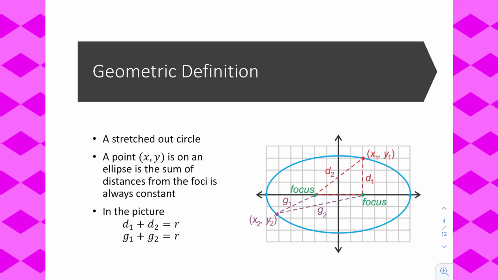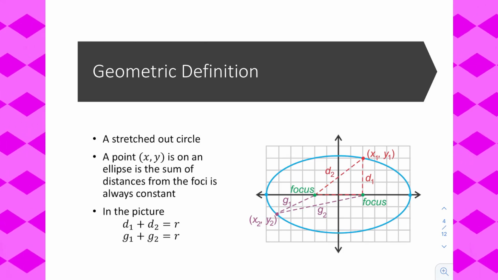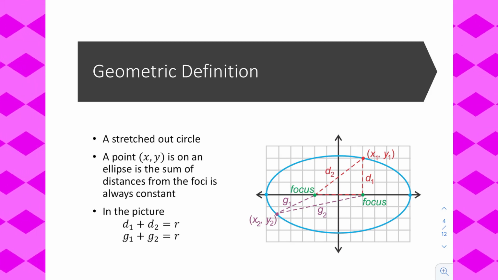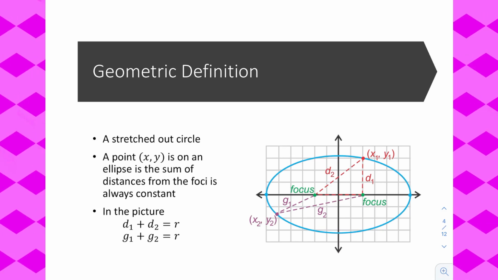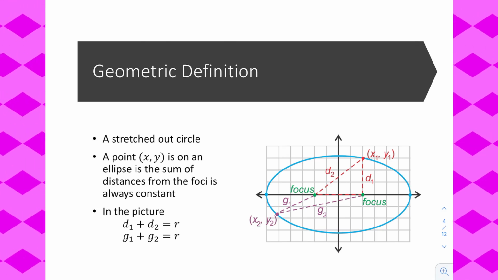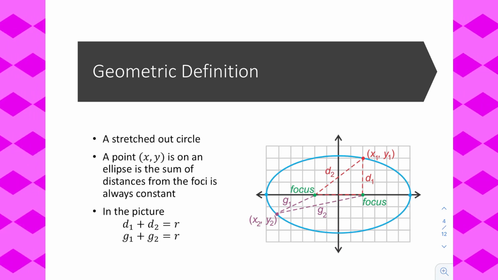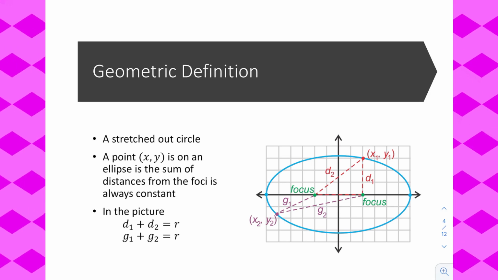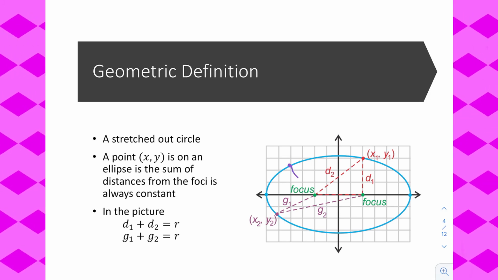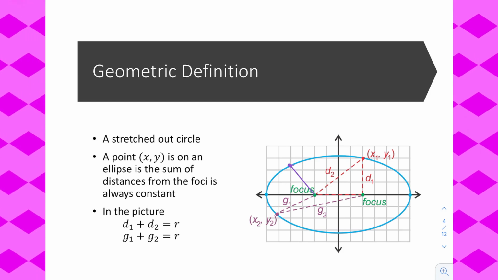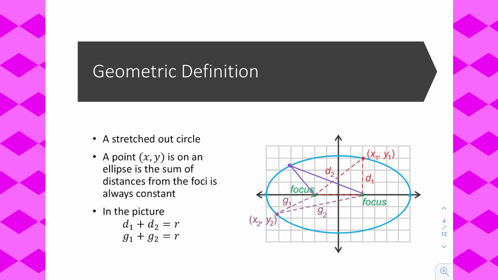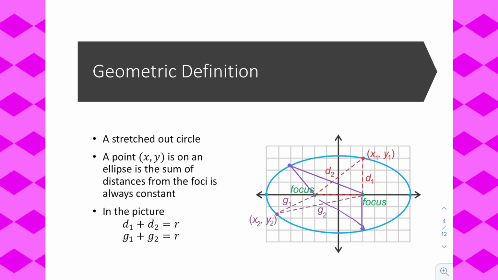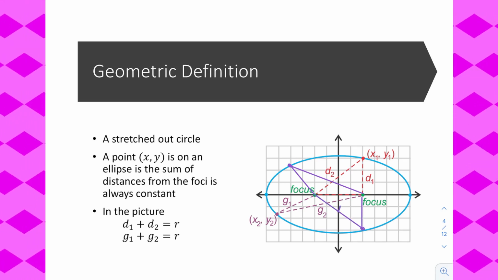All right, so let's write out that geometric definition. It's roughly a stretched out circle. A point xy is on the ellipse if the sum of the distances from the two focal points is always constant. So in this picture, D1 and D2 that go up to the red point should be the same as G1 plus G2. And it doesn't matter where on the ellipse we are. I can draw any point, and the sum of those two distances is the same. And here's another point. The sum of these two distances is the same.